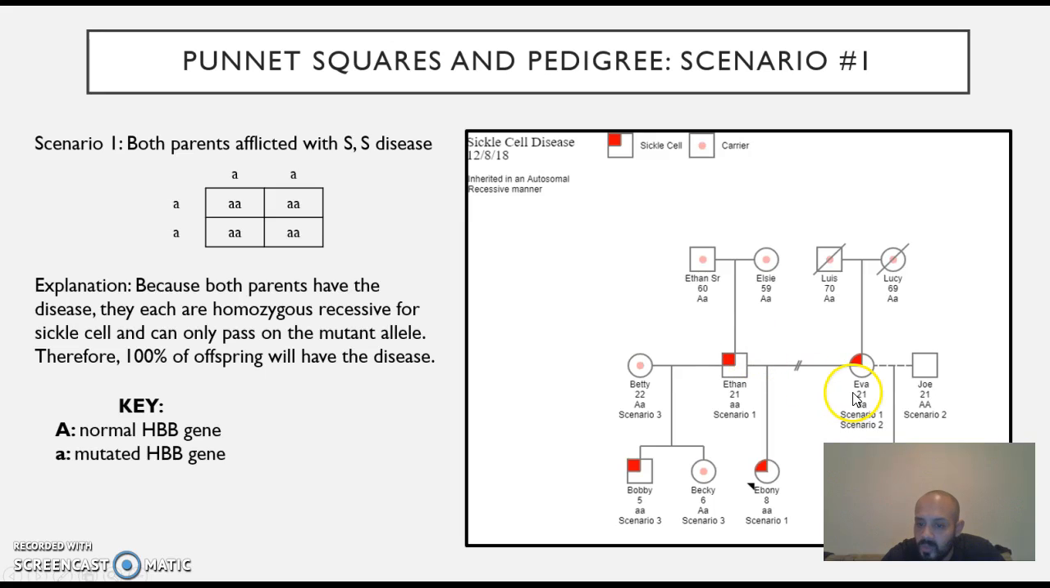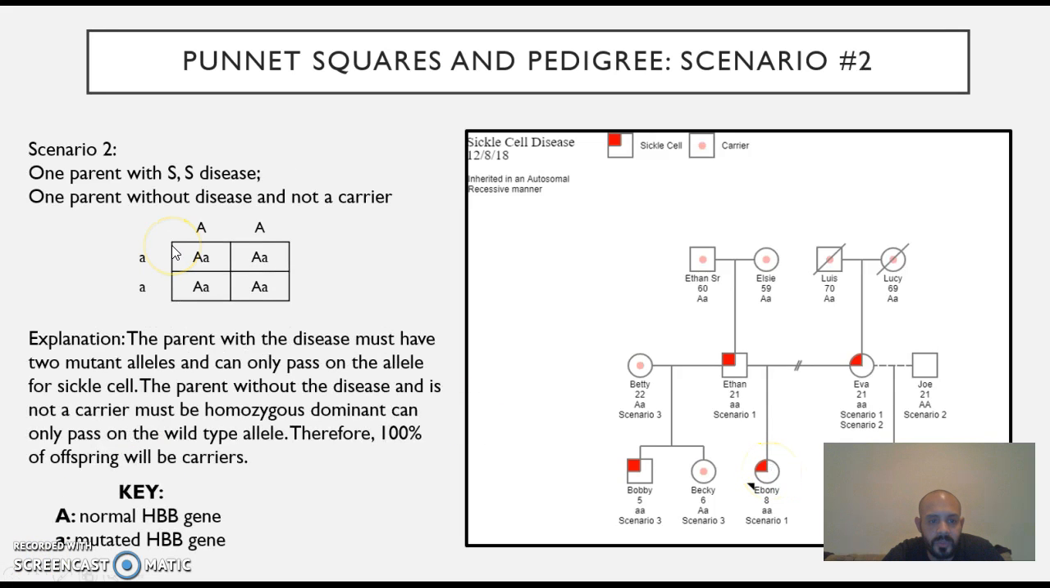And we can see scenario 1 right here on the inheritance pedigree in the middle. We have Ethan and Ava, and they both have sickle cell disease and they're divorced. However, before they were divorced, they had a child. And there was a 100% chance that this child named Ebony was going to have sickle cell, and they did.